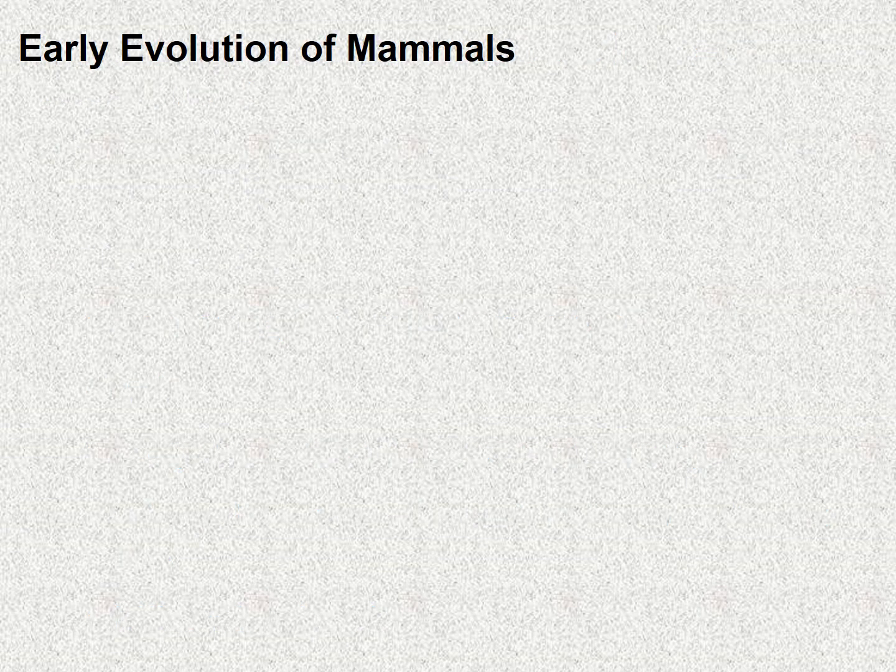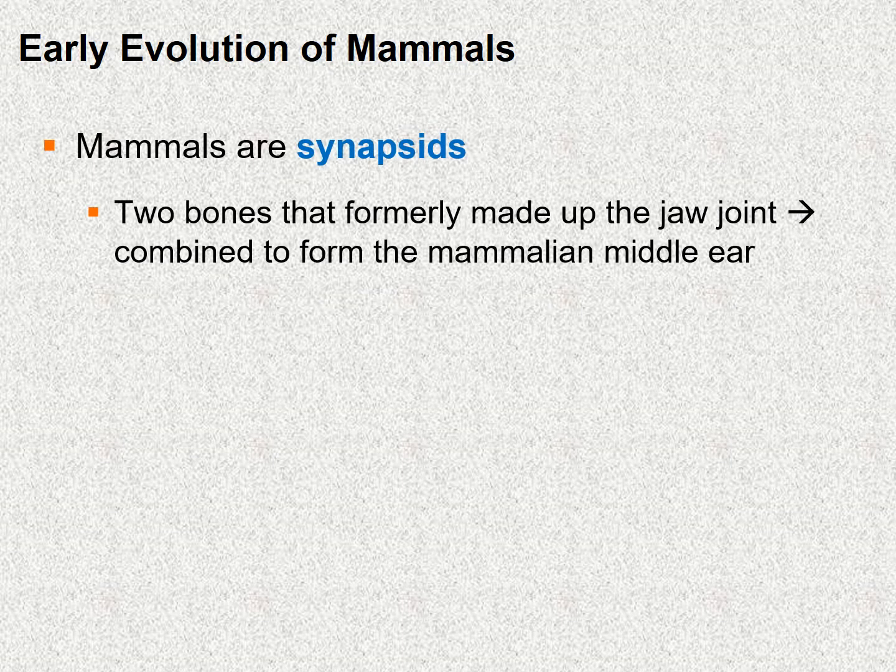Let's talk about the early evolution of mammals. So mammals are synapsids. So remember that divergence between the synapsids and the diapsids. And I talked about the two holes behind the eye on the skull called the temporal fenestra. Well, in mammals, it's one hole where the temporal fenestra is. And also there are two bones that formerly made up the jaw joint. They combined to form the mammalian inner ear. So now mammals have more bones in the inner ear than that of reptiles.